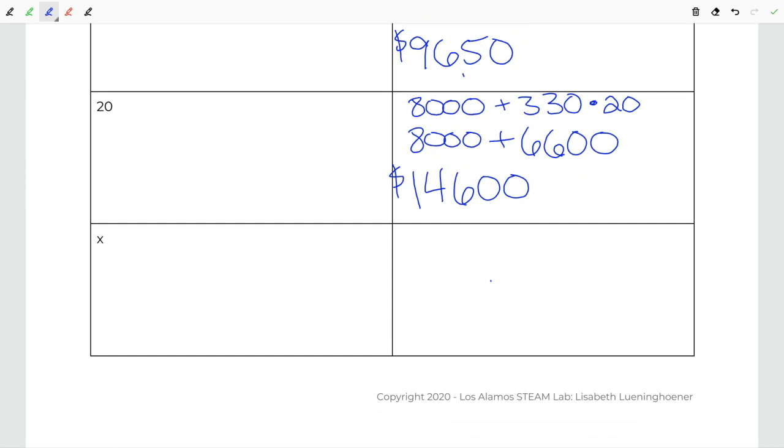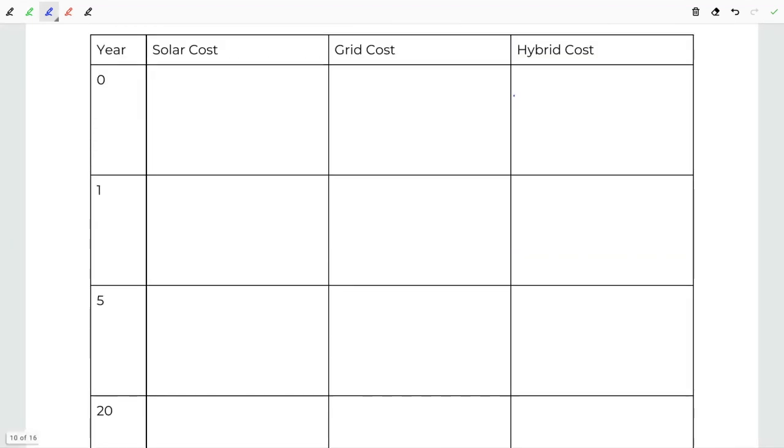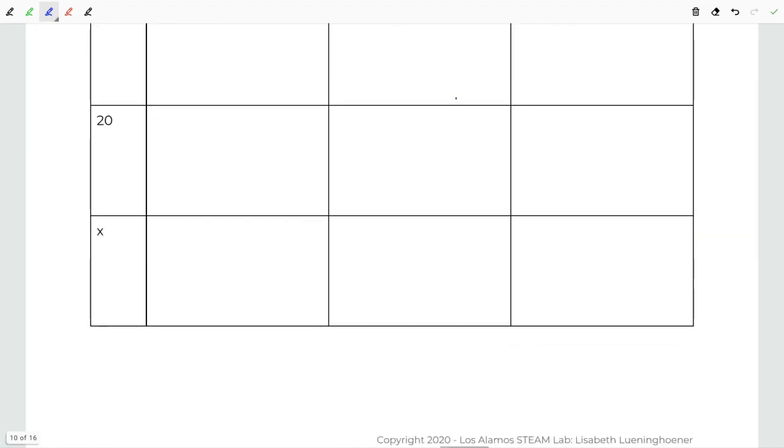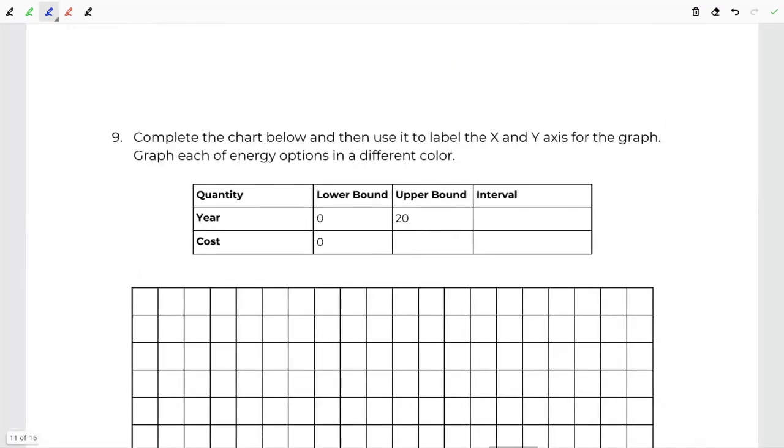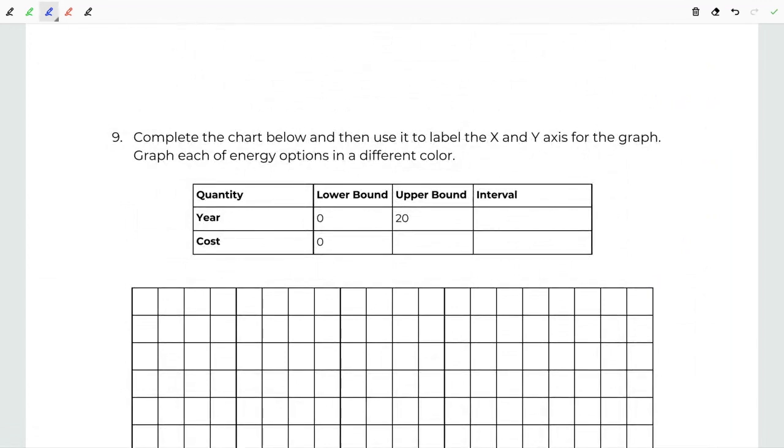After X years, it's the same exact thing. We've spent $8,000 for our initial setup, plus $330 per year for X years. And that's perfect. We've filled out all of our charts. We're just going to combine them together on this one, which you don't need to see me copy a bunch of stuff over. And in our next class, we will get started on filling out our graph and answering our graphical questions.